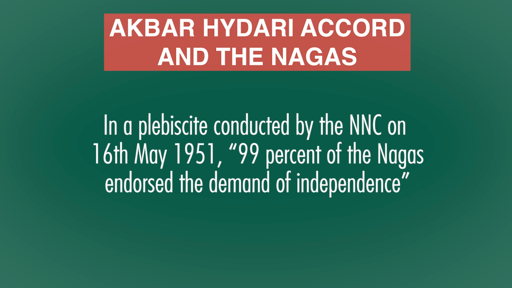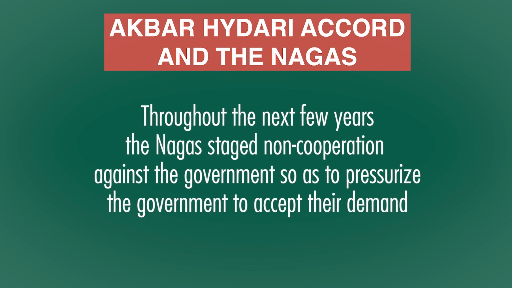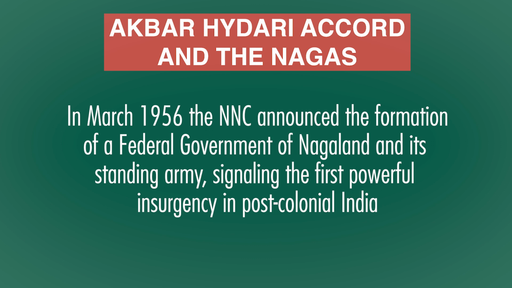A plebiscite was conducted in the year 1951 on 16 May to understand what the Naga people wanted. About 99% of the Nagas endorsed the demand of independence. Throughout the next few years, the Nagas stayed non-cooperative against the government so as to pressurize the Indian government to accept their demand. In 1956, the Naga National Council announced the formation of a federal government of Nagaland, with its own standing army, signaling the first powerful insurgency in post-colonial India.